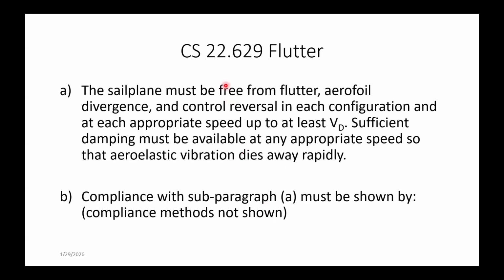So it's got to be free of flutter and divergence or control reversal all the way up to the design speed. And the other one is that there's damping available in the structure so that if you stop exciting it, it will dampen quickly. Okay. And then they have a whole list of subparagraphs on how you can show compliance. Now, the glider isn't going to fall apart if you hit VNE. However, flutter is a real consideration, and flutter can destroy the glider.